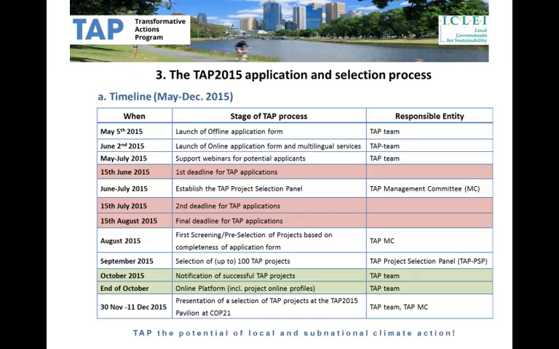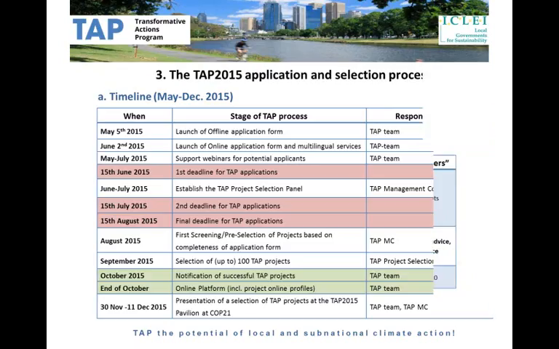So after the final deadline, the selection process will then begin, leading to October, where applicants will be notified if they have been successful. And finally, COP21 in November, December, where the 100 projects will be presented in the pavilion.